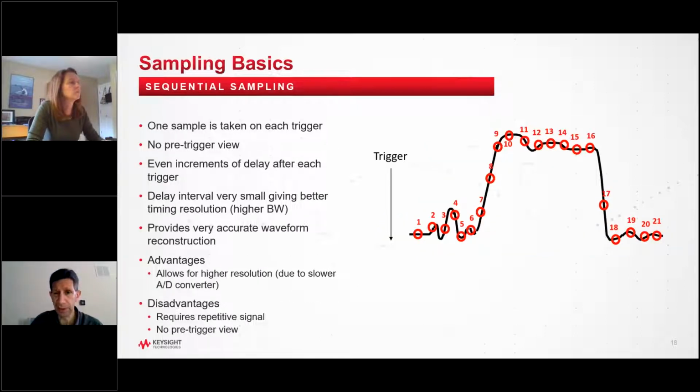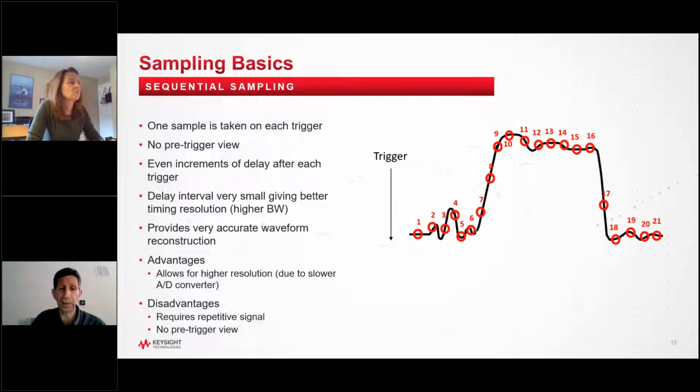So sequential sampling. So again, one sample for each trigger. The biggest disadvantage is you don't have a pre-trigger view of the signal. But we do very small, even increments of delay after the trigger. And again, that delay interval being very small gives us very high timing resolution and very high bandwidth. Before we had a 100 gigahertz real-time oscilloscope, the only way to get that kind of bandwidth was with sequential sampling machines. Those have been sort of ahead on bandwidth over real-time scopes. Real-time scopes have now caught up, however.